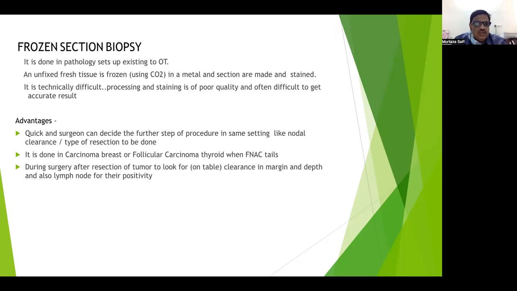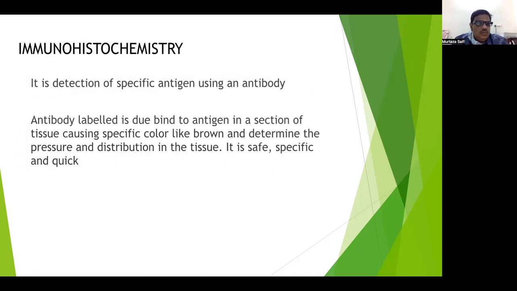Advantage: it is quick and the surgeon can decide the further steps of the procedure in the same setting, like nodal clearance or type of resection to be done. It is done in carcinoma breast or follicular carcinoma thyroid when FNAC is inconclusive. During surgery, after resection of tumor, it is used to look for on-table clearance in margin and depth, and also lymph nodes for their positivity. These are the important uses of frozen section.